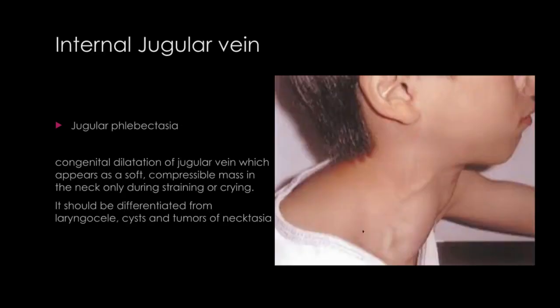One congenital deformity which is seen with the internal jugular vein is jugular phlebectasia. As you can see, this child has prominent veins in the neck, which increase during straining or crying. This is a congenital dilatation of the jugular vein. It will be a soft compressible mass, but it should be differentiated from other swellings in this region, such as a laryngocele, cyst, or any tumors of the neck.